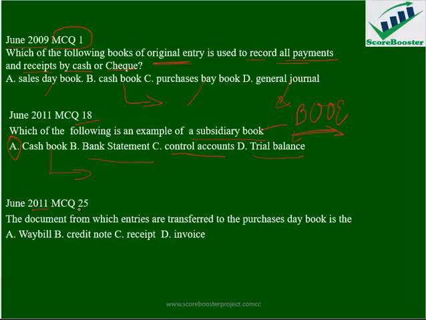In the same 2011, question number 25, the examiner also asked: the document from which entries are transferred to the purchases book is the way bill, credit note, receipt, cash purchase, or invoice? The correct answer is purchases invoice. If you remember, we mentioned it. It's only the examiner trying to play with us here without adding purchases to it. It's just an invoice. An invoice can either be for sales or for purchases. So the correct answer is D for this.